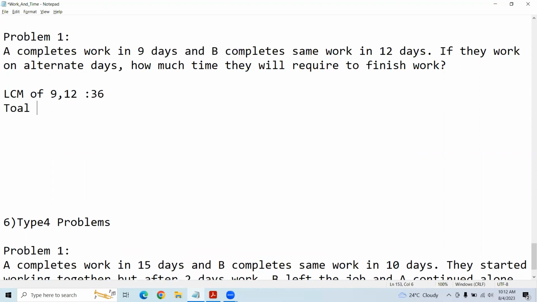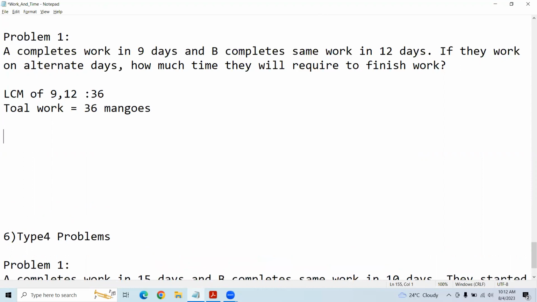So total work you can say 36 mangoes. If you relate it with the mangoes, solving becomes easy. Otherwise, you'll go like 1 by 9, 1 by 12. You will do that kind of thing. The traditional method we are taught in school becomes very challenging. Okay, so let's look at person. Then same thing, total mangoes, number of days, 1 day speed.